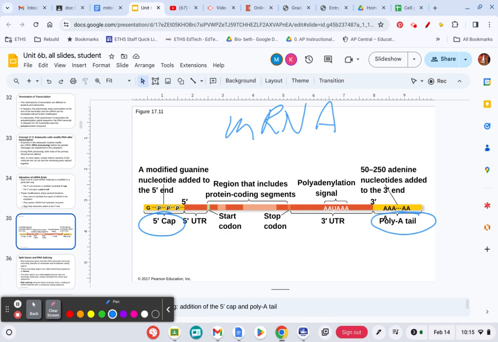I have this little area at the very beginning, and it's hard to see, and obviously yours is not colored, but it's shown as green here because that is our start codon. What was the enzyme that was going to produce mRNA? Remember what it was?